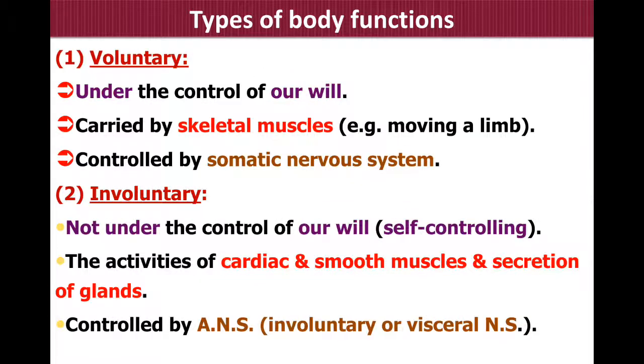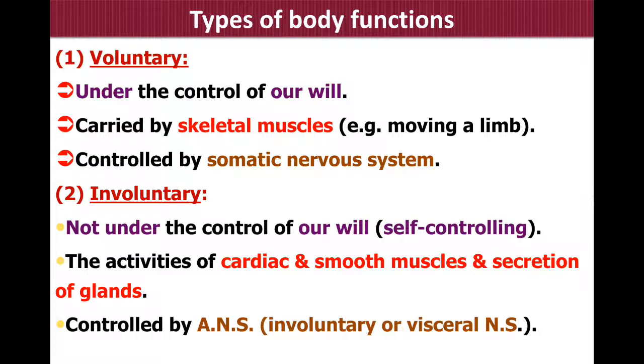So we have two types of body function. First, voluntary function and involuntary function. Voluntary function is under the control of our will and can be carried out by the skeletal muscle, like moving a limb, and controlled by somatic nervous system.